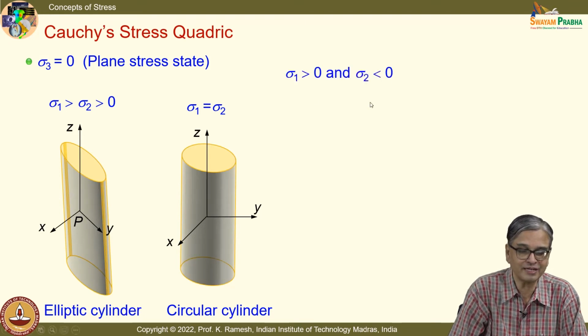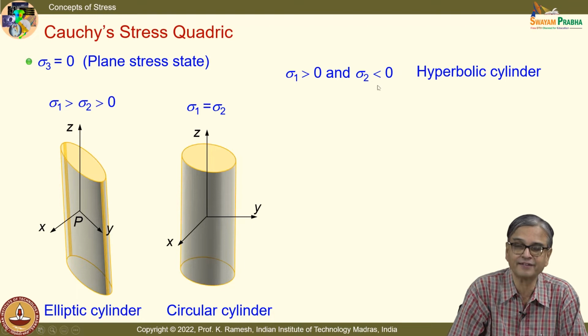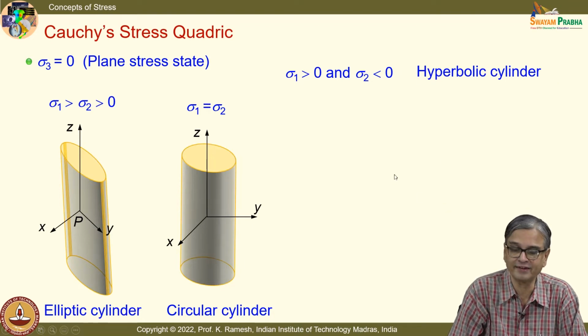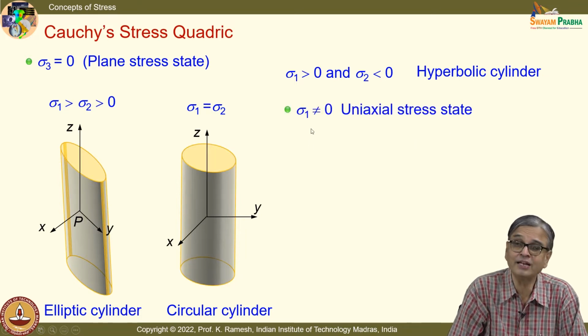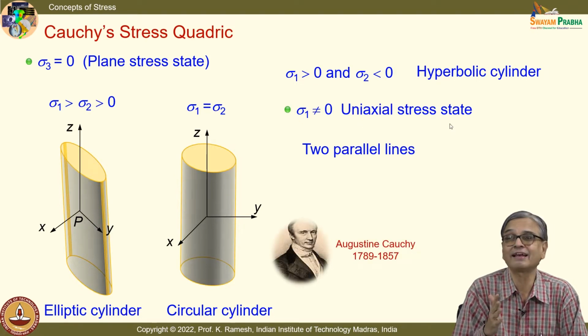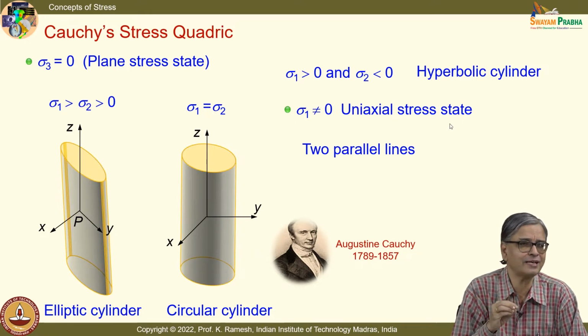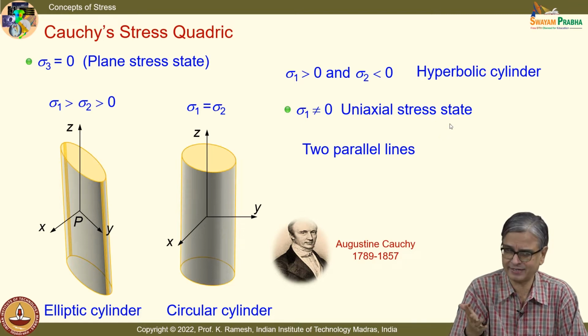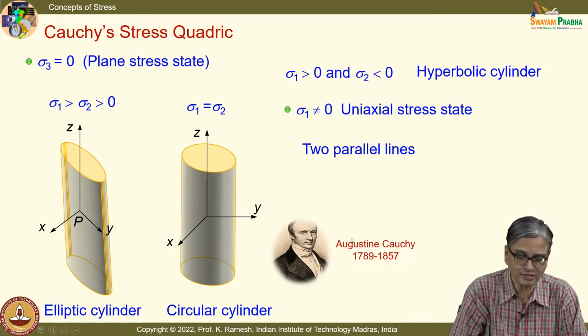You also have very complicated shapes when sigma 1 is greater than 0 and sigma 2 is negative. I get a hyperbolic cylinder. It was difficult for me to plot, so I left it. And when sigma 1 is not equal to 0, that is a uniaxial stress state, you get two parallel lines. From a graphical point of view, when people were groping in the dark, this gave some light. There is no specific year when this was developed, but it should be much before Mohr circle. It was credited to Cauchy, so it should be before 1857.